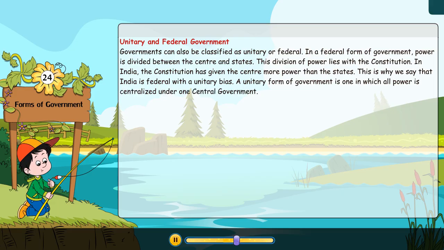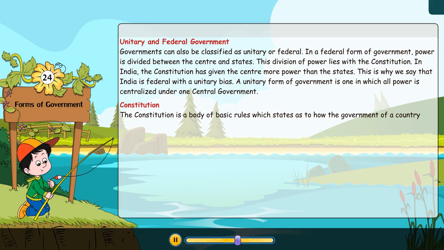Constitution. The Constitution is a body of basic rules which states as to how the government of a country works. It also assigns functions to various arms of the government. Thus, the Constitution is a fundamental legal document.